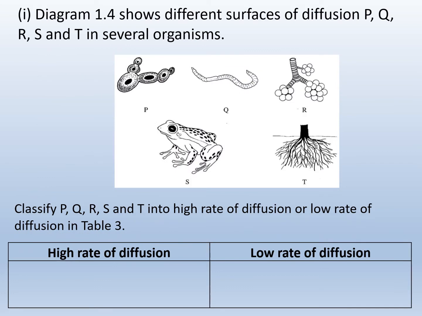Question I. Diagram 1.4 shows different surfaces of diffusion P, Q, R, S, and T in several organisms. Classify P, Q, R, S, and T into high rate of diffusion or low rate of diffusion in table 3. Based on the volumes of the organisms, P, R, T are high rate of diffusion, because the total surface area to volume ratio is high when the volume or size is small. Low rate of diffusion is Q and S, based on the total surface area to volume and the size of the organisms.